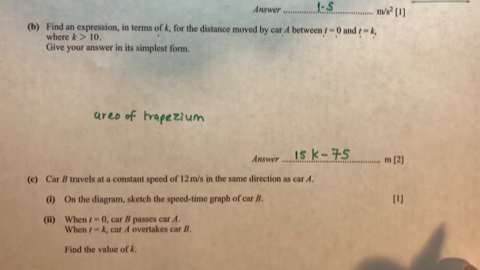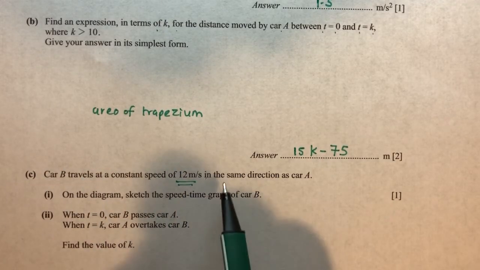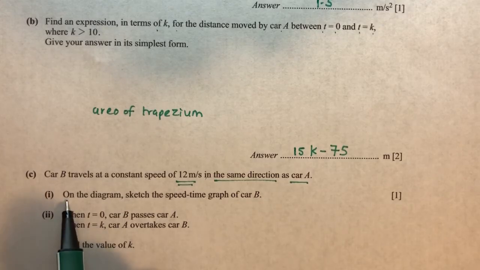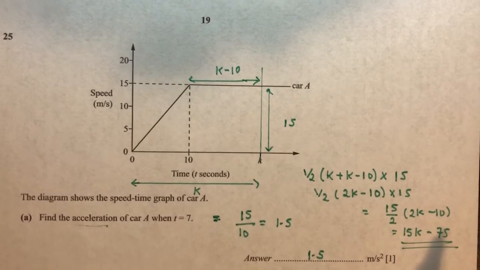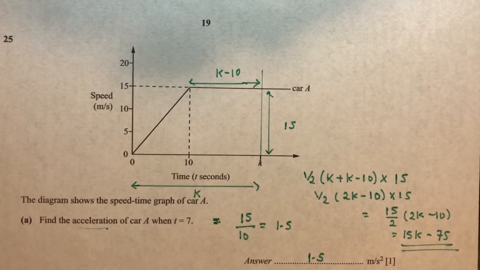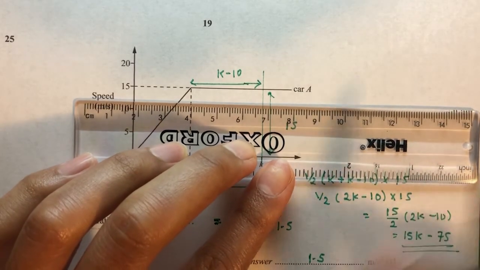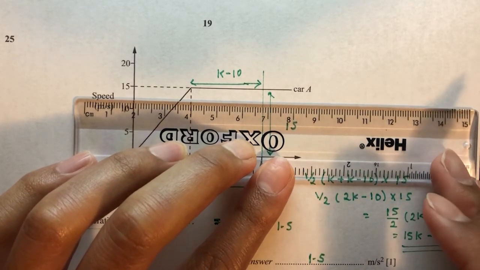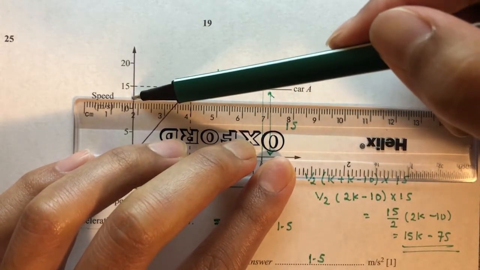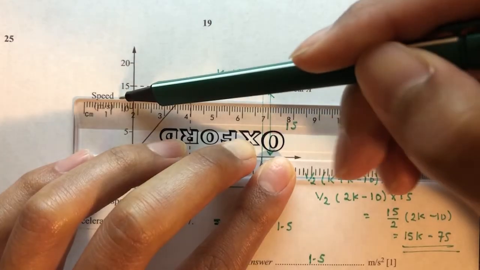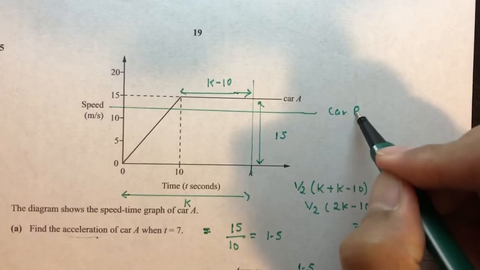So now part C, car B travels at a constant speed of 12 meters per second in the same direction as car A. On the diagram, sketch the speed time graph of car B. So car B travels at a constant speed of 12 meters per second. So it will be about here. So we have to sketch. It doesn't need to be an exact diagram, so it will be on this line. That is for car B, right?